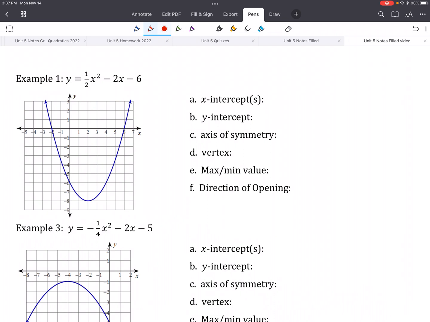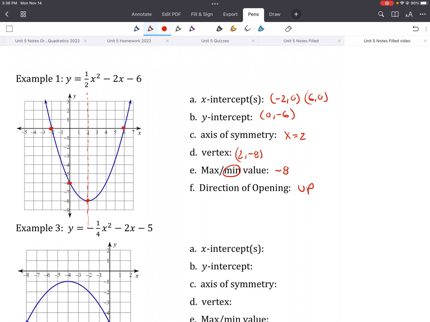Write down our x-intercepts. Again, that's where it crosses the x-axis. So we would have one at (-2, 0) and (6, 0). The y-intercept is where it crosses the y-axis. So that would be (0, -6). The axis of symmetry is that vertical line that cuts the parabola in half. So this one would be x = 2. The vertex is the turning point, so that is (2, -8). And we have a minimum value of -8, and it opens up.